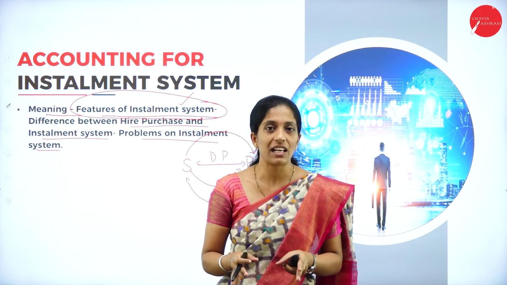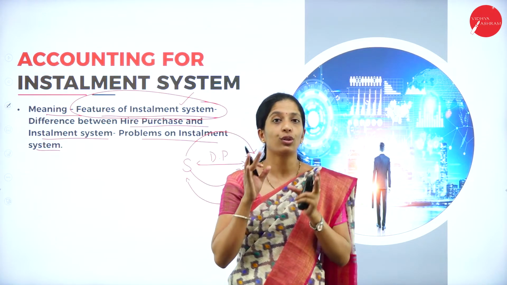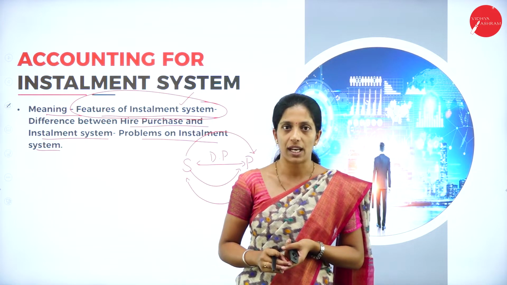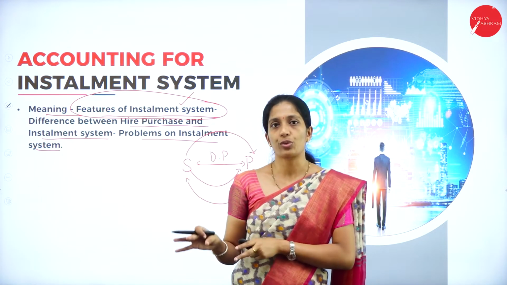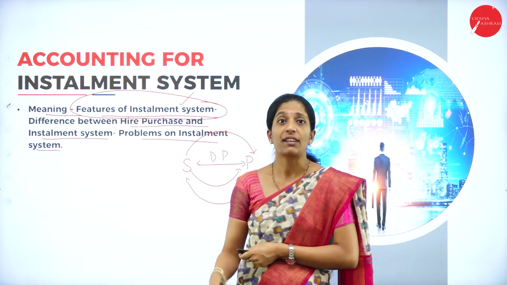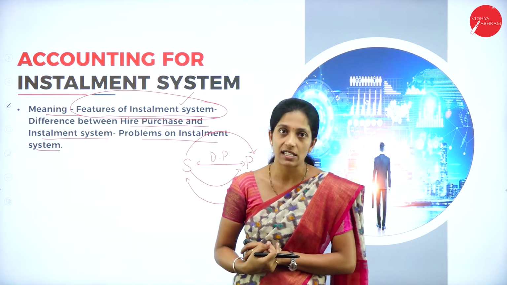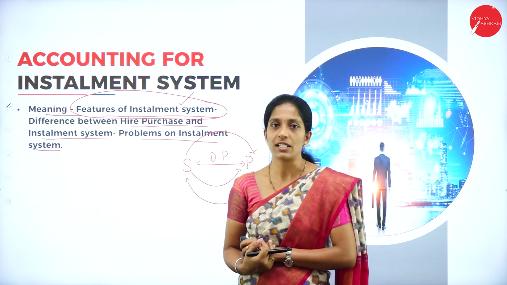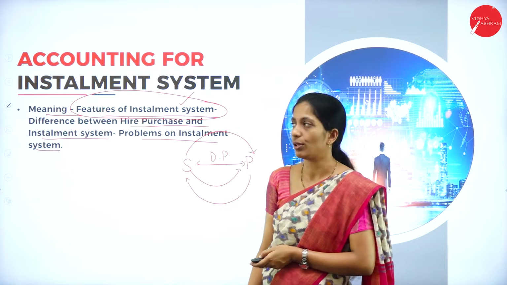So once you are familiar with hire purchase system, installment system is very easy. So go through both the units. It is quite similar, only a few changes you have to make. So make sure that you learn hire purchase system properly, then go through the problem of installment system. So here the expected questions are features of installment system, then the difference between hire purchase system and installment system, and you might get a 10 marks problem on installment system. So these are the concepts you are going to learn under your third unit.